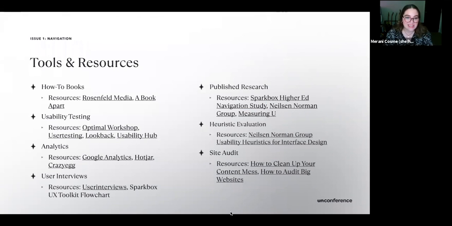And then since these slides are going to be shared, I've attached a pretty lengthy list of tools and resources for you to get started on tackling these common issues. I have links for each of these resources, and they're also organized by all the research methods we've discussed today.